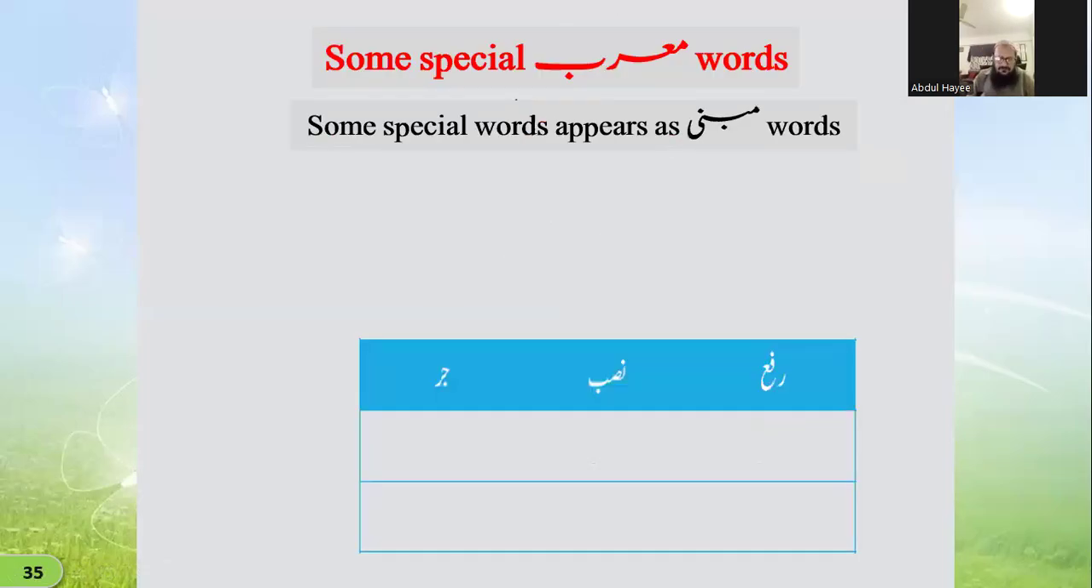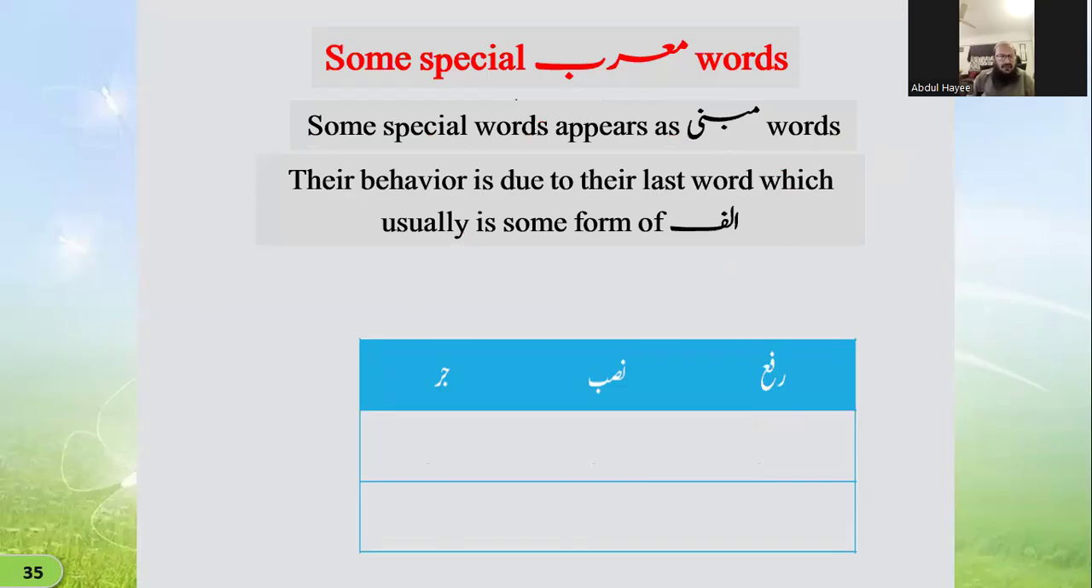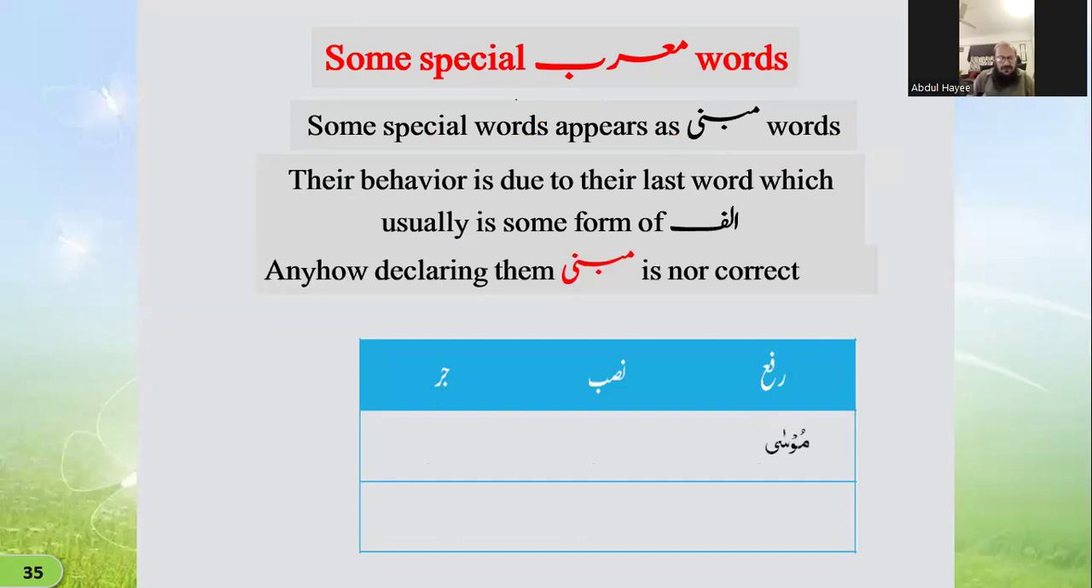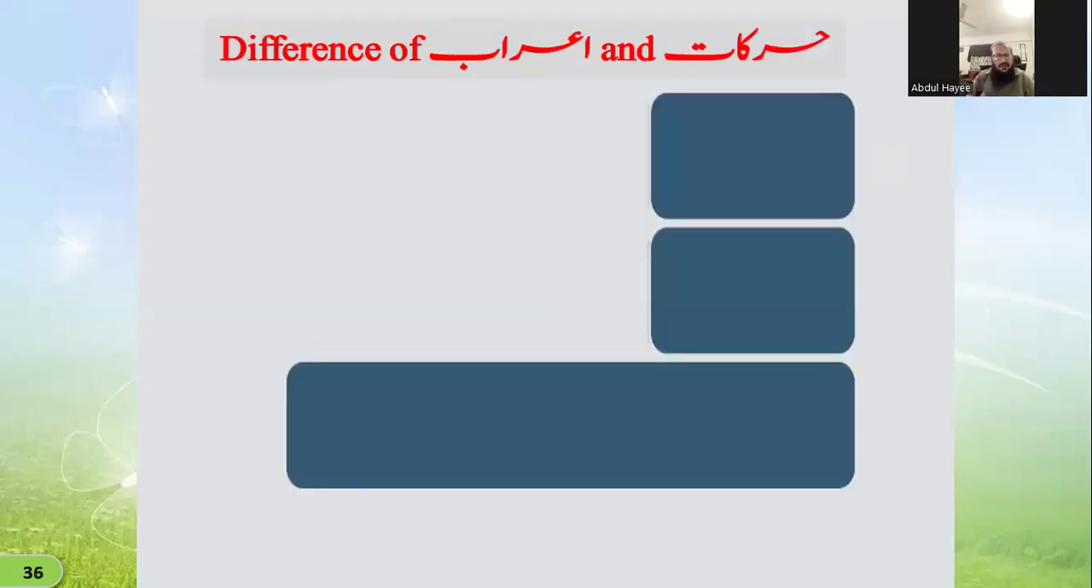They don't change. Some special modern words appear as mabni. Actually, they are not mabni, but we place them wrongly, just like Musa, Isa, Hudan. Now, what is the difference between the harkat and the i'rab?